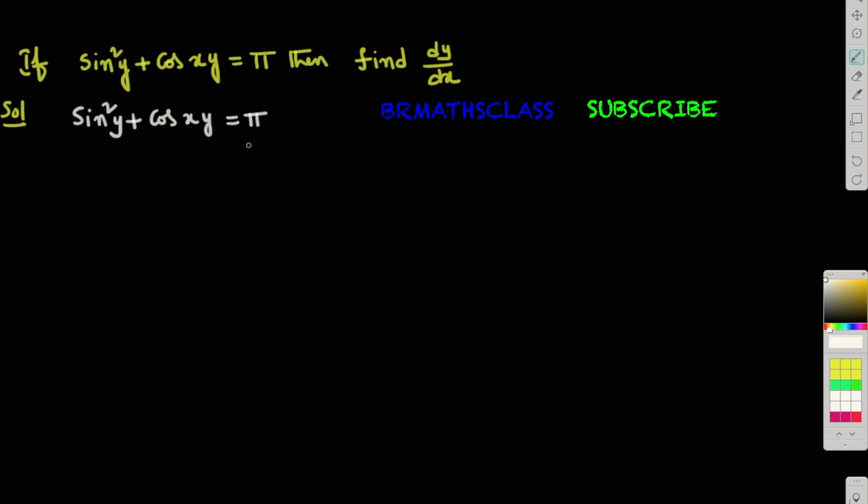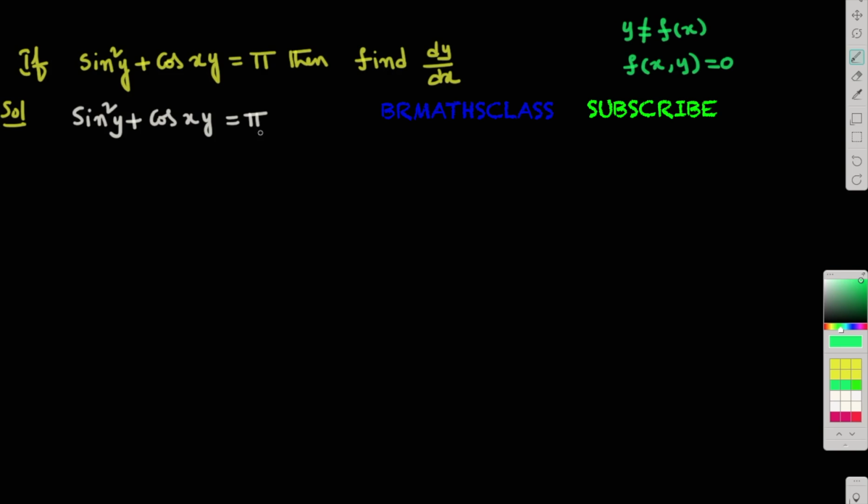If you observe this equation, y is clearly not expressed in terms of x. The given equation is not in the form of y equal to f of x. It is in the form of f of x comma y equal to 0. So it can be understood easily that the given equation is an implicit function.